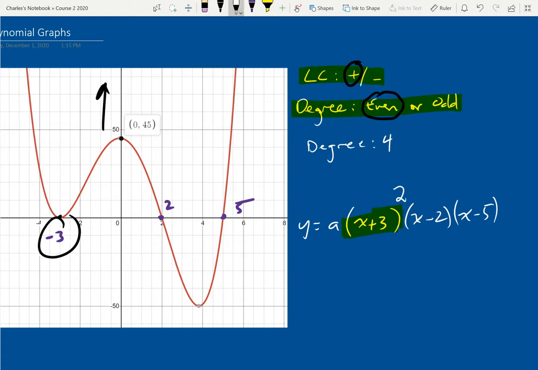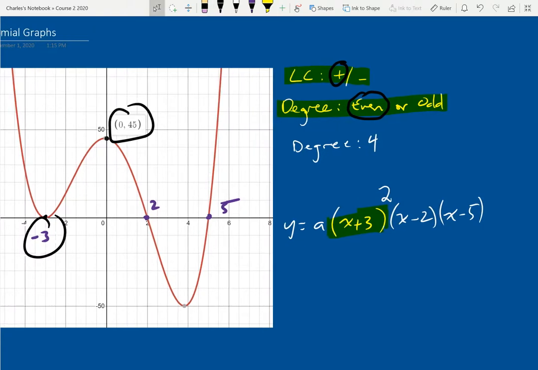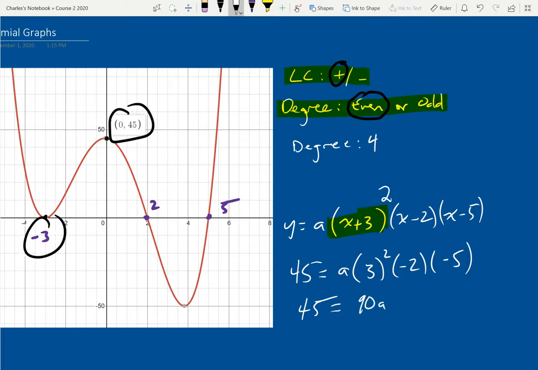The way I'm going to get this a value is by using this locator point. The locator point here is 0, 45. So if I put in 0 for x, I should get 45 for y. So 45 times 3 squared times negative 2 times negative 5. Look at it: 45 times 9 times 10, that's 90a. Well, that means a is equal to 45 over 90, which is 1/2.